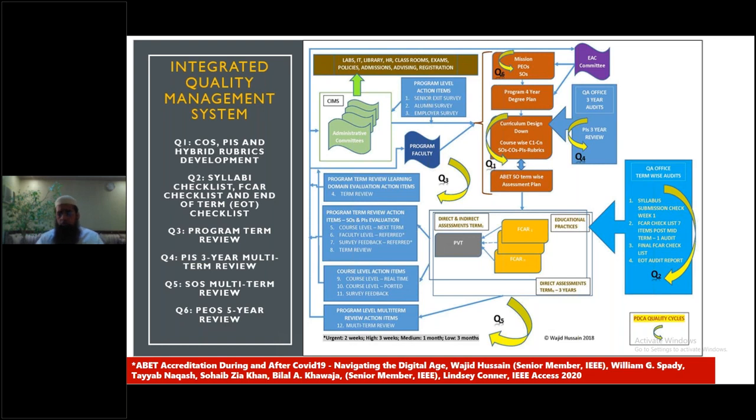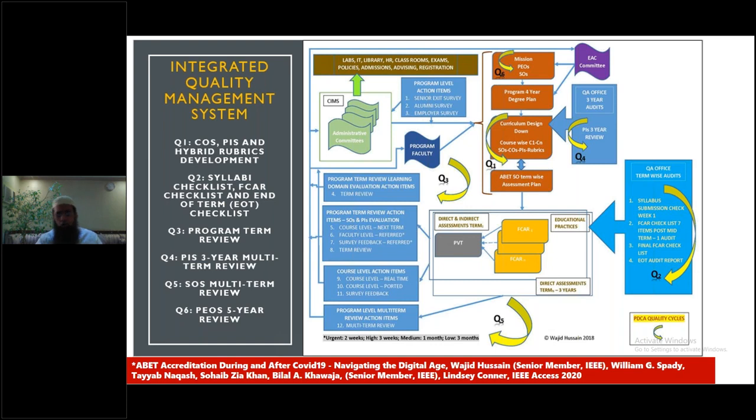Q1 is the course outcomes, performance indicators, and rubrics. Q2 is the semester-wide implementation of these. We check the syllabi, we check the course assessment, we check the end of term report. Then in Q3, we have a program review. We look at all the outcomes taken from all the courses and we review. All of this is done electronically. This is actually not manageable manually. You have to have an electronic system.